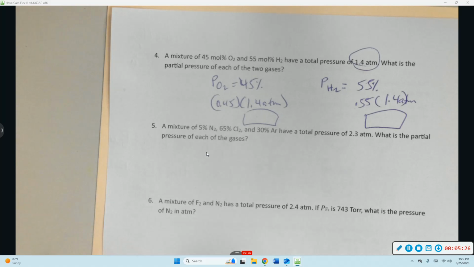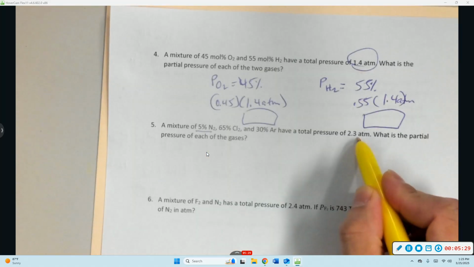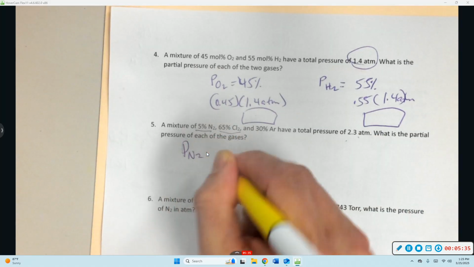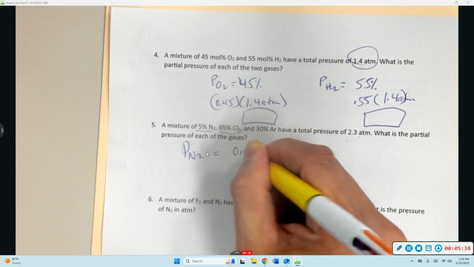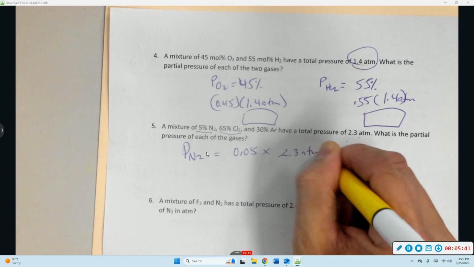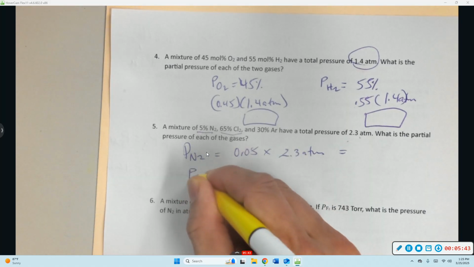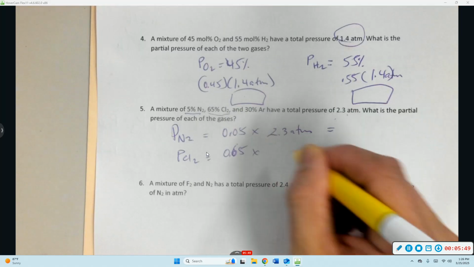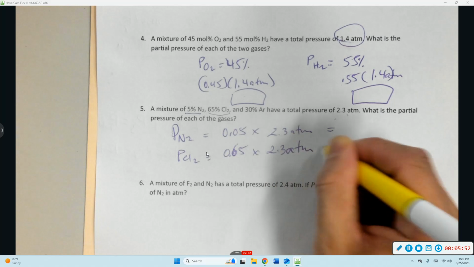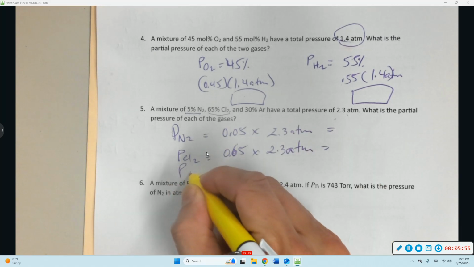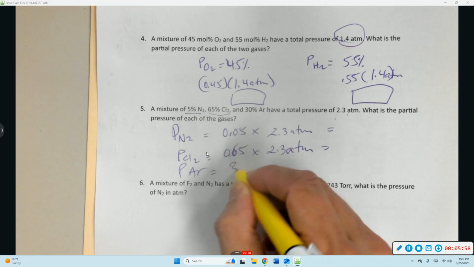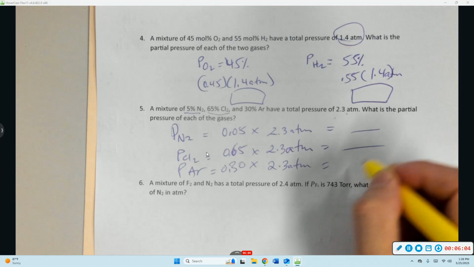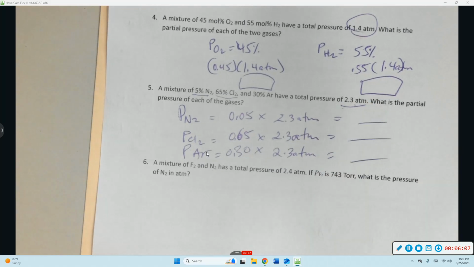Okay. So same thing here, 5% nitrogen, take 5% times 2.3. So pressure of nitrogen is equal to 5%, which is 0.05, change the decimal, times 2.3 atm. Partial pressure of chlorine is 0.65 times 2.3 atm. And partial pressure of argon is equal to 30%, so 0.3 times 2.3 atm. And voila, you get the 3 partial pressures, and it'll add up to 2.3. That's the nice thing about that.